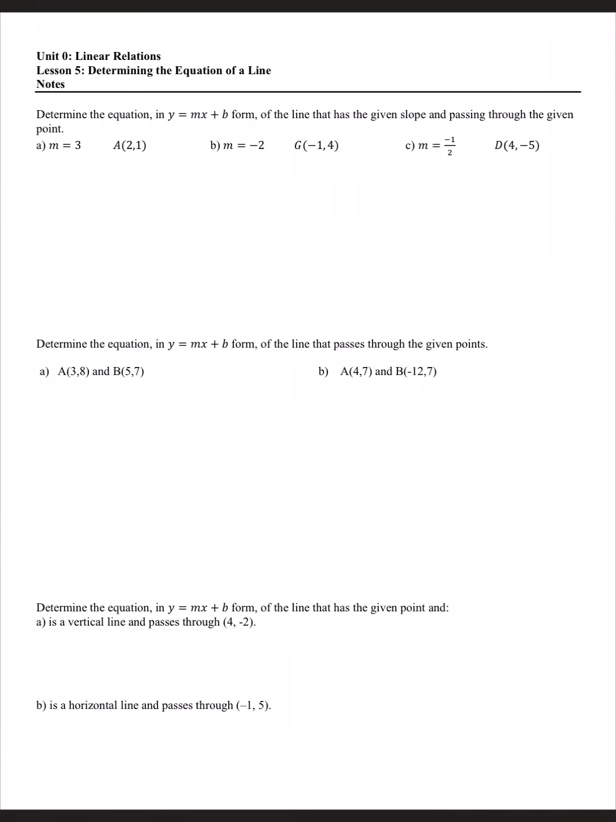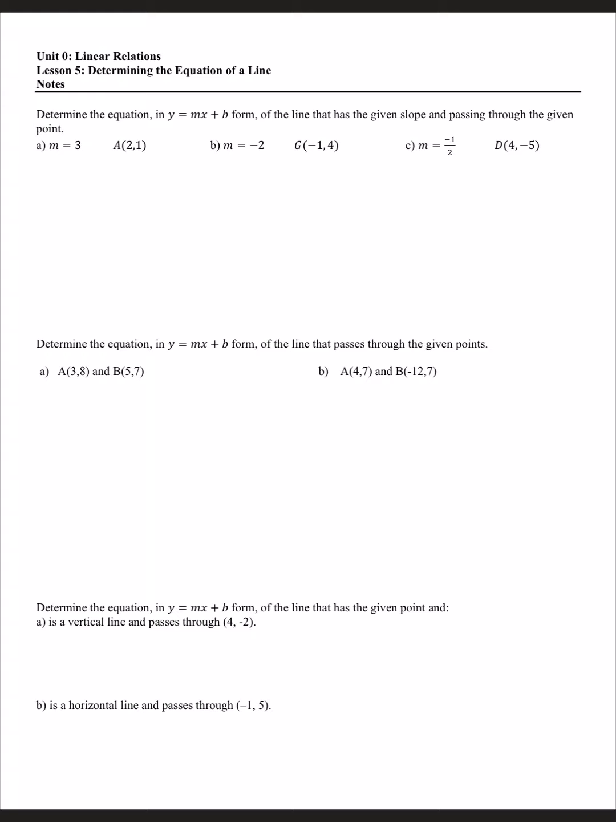Hello everyone, today we're taking a look at Unit 0, Lesson 5, determining the equation of a line. So we've looked lots so far in this unit at the slope and the y-intercept. We're going to introduce the idea of a point on the line as well, and how that will help us come up with the equation of the line. We're going to be given different scenarios here, and we'll have to come up with the equation of the line. You're always going to need two pieces of information.